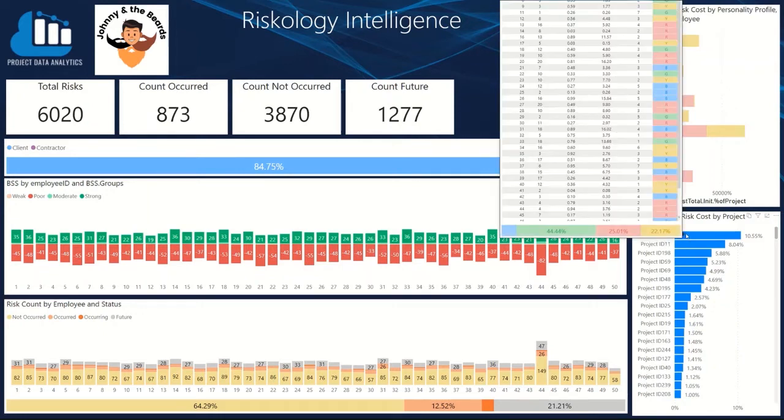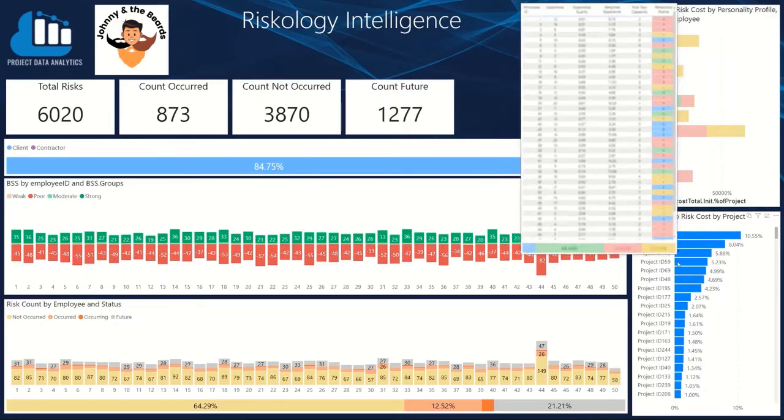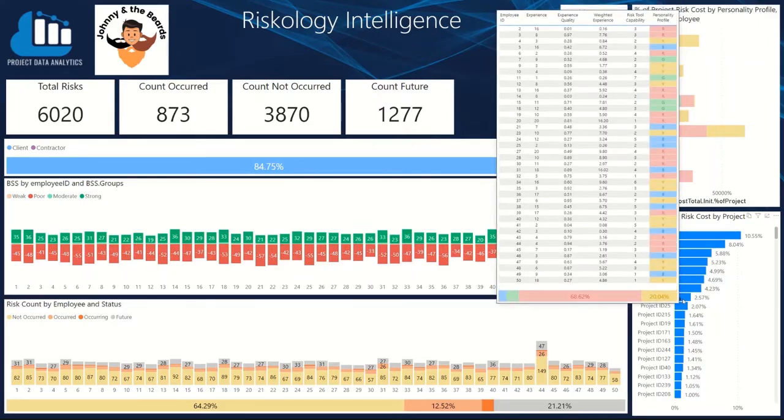If we hover over it, we can see our league table of the risk managers here. So we can also see the years of experience, the quality of those years of experience. We work out weighted experience from those two metrics. There is a risk tool capability, i.e. how many risk tools in the market can they use. And then we have a personality profile indicator here, very much like DISC personalities.